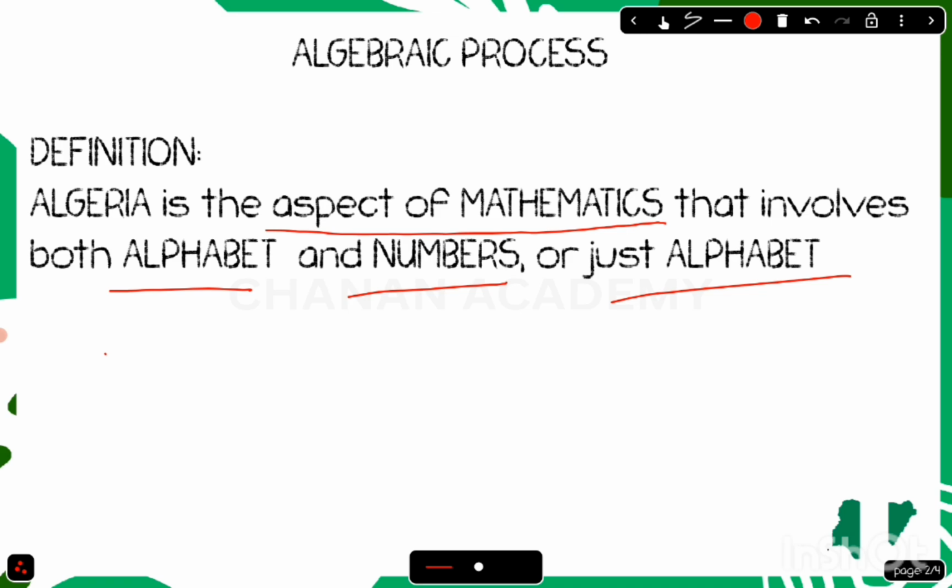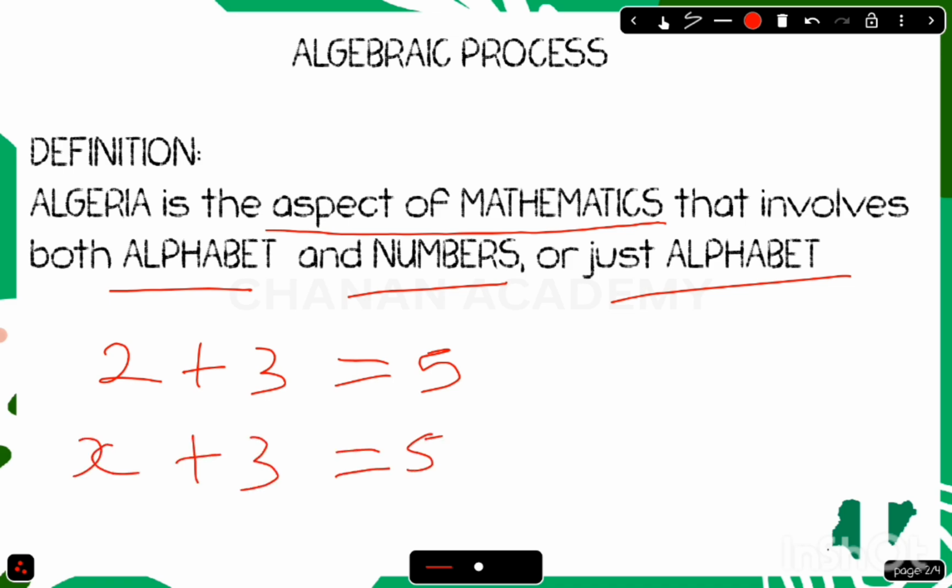So in basic arithmetic, you can have 2 plus 3 equal 5, but in algebra we will be given x plus 3 equal 5. Most times is to solve for x or the alphabet, or to simplify. So that is an algebra. So that's the difference between a basic arithmetic equation and an algebra.